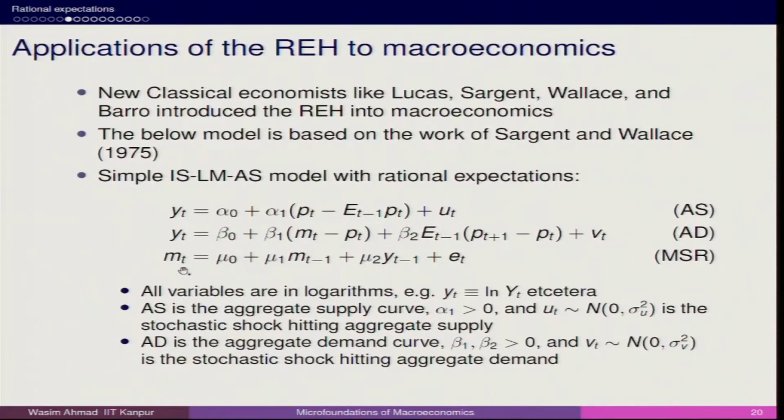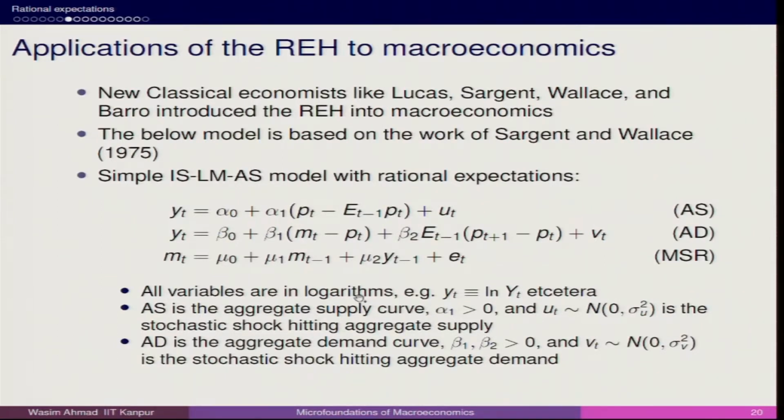Now here you have the money supply: m t is equal to mu 0 plus mu 1 m t minus 1 plus mu 2 y t minus 1 plus E t. Unlike the previous example where only the aggregate supply had the error term, in this setup all three equations have an error term, and this makes the model really interesting. Here you have u t, here we have v t, and here you have E t.